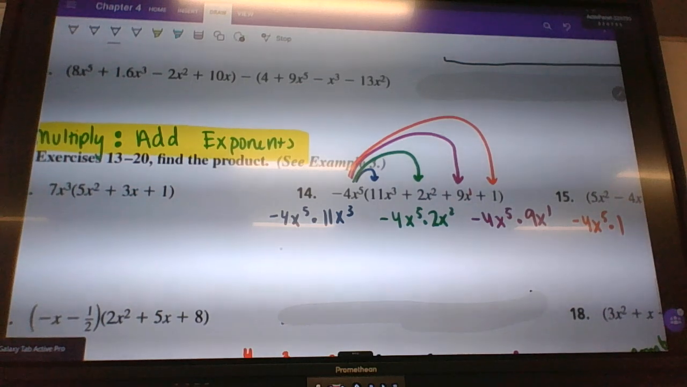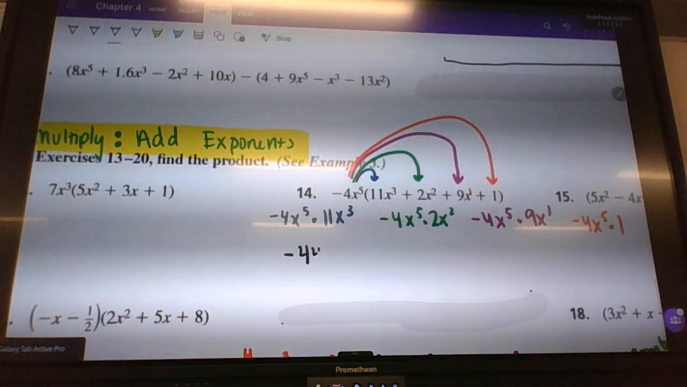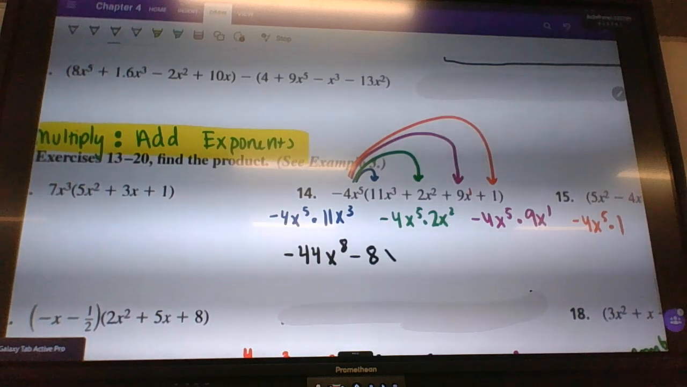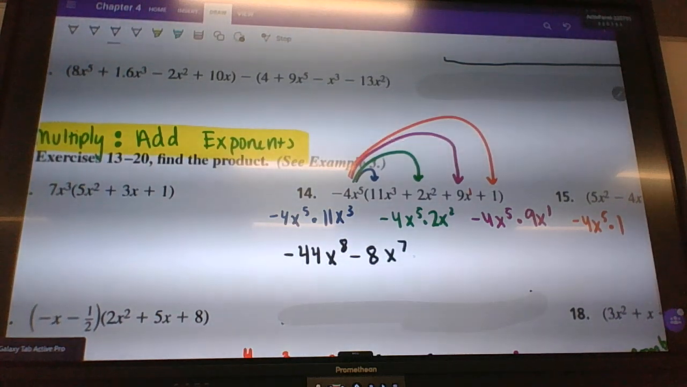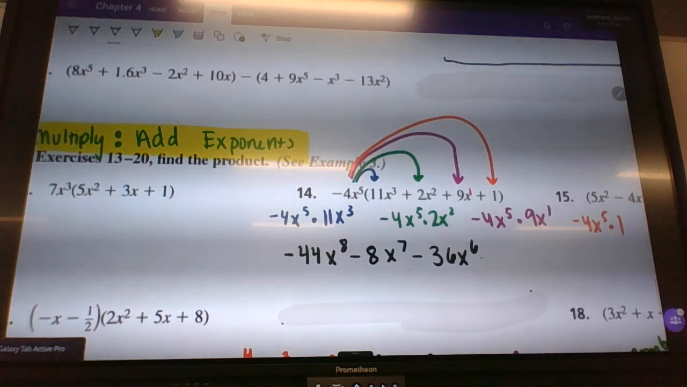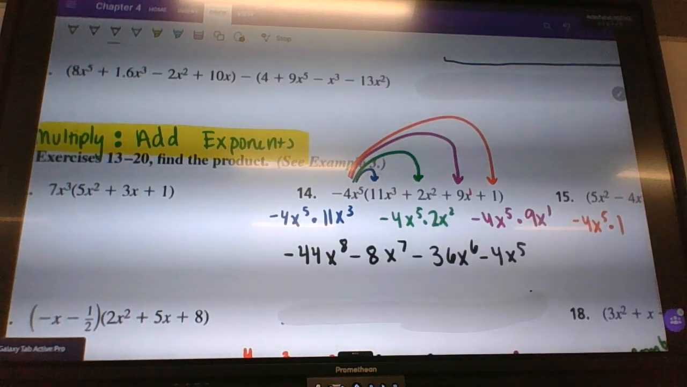So this will be negative 44x to the 8th minus 8x to the 7th minus 36x to the 6th minus 4x to the 5th.